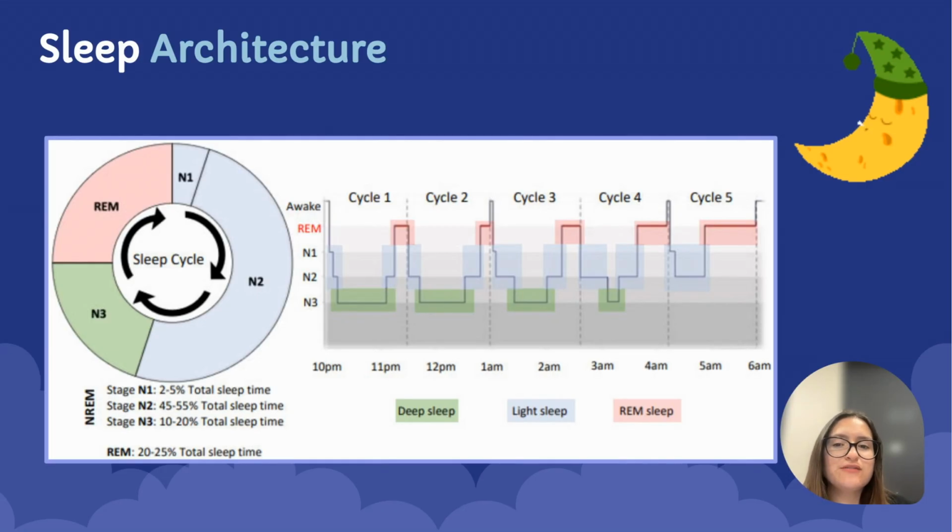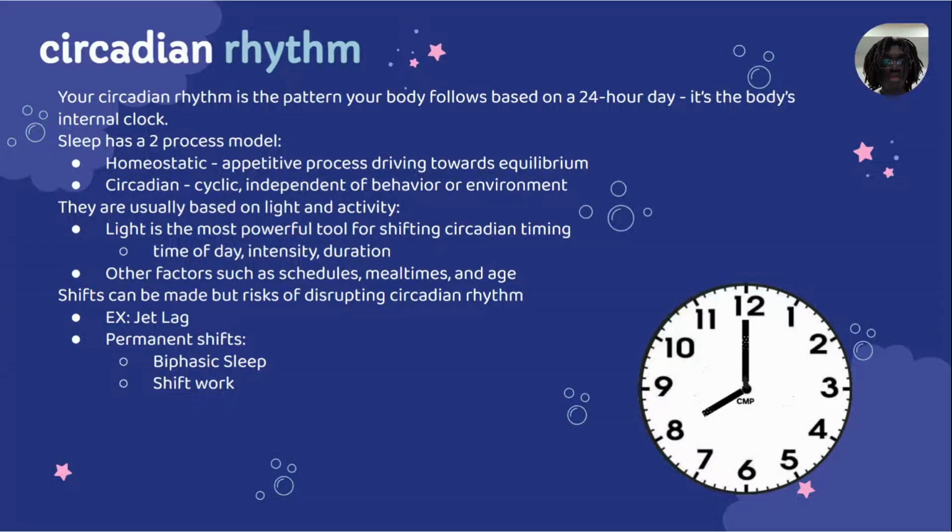Humans cycle through these different stages roughly every 90 minutes. With this, we briefly wake up at the end of each cycle, often opening our eyes and shifting positions before falling back to sleep. Your circadian rhythm is the pattern your body follows based on a 24-hour day. It's basically the body's internal clock. Basically, everything is affected by the circadian rhythm. Sleep, temperature regulation, cognitive function, it's all connected to that system.